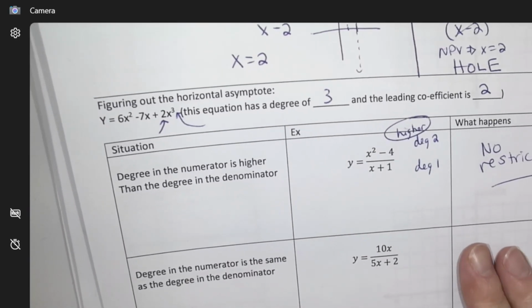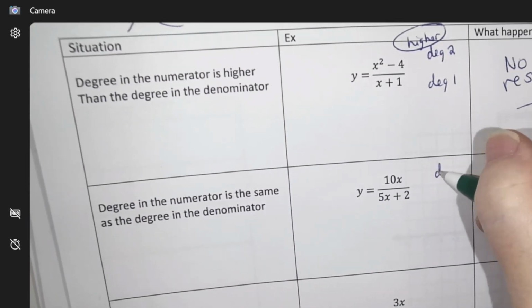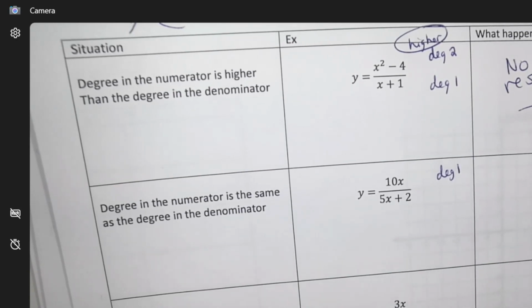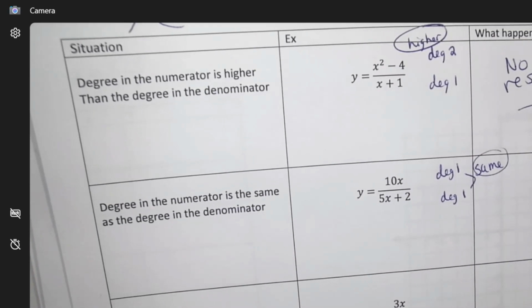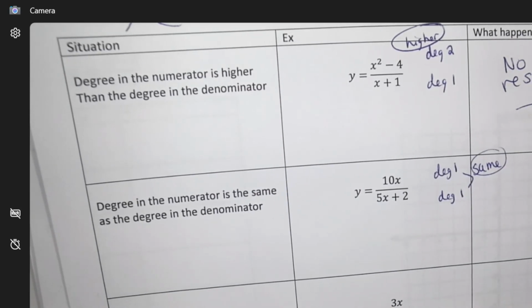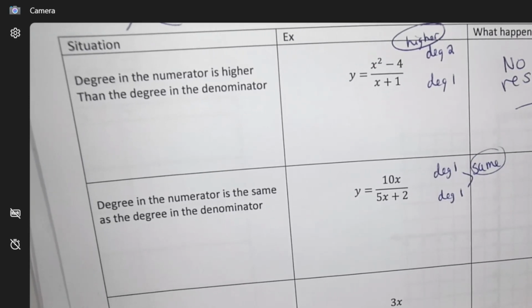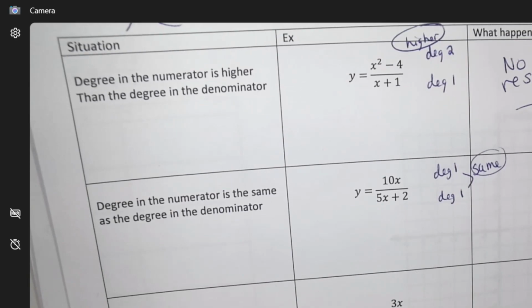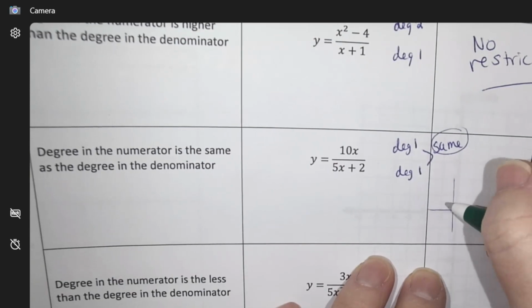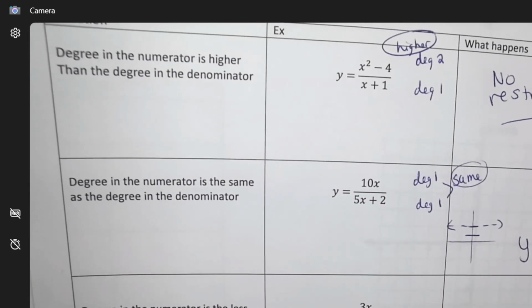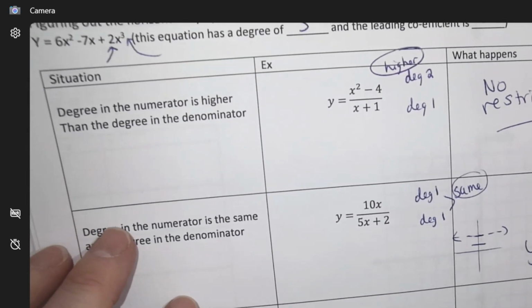Okay, so now we have degree. This has a degree of 1 because it just has an x in it. And this has a degree of 1 as well. So this means that the degrees are the same. So what should I do if the degrees are the same? I'm going to divide. Obviously those would cancel. Every time if they're the same, they're going to cancel, dividing just the leading things. And I end up with getting a 2. And what does that mean? It means there's going to be a horizontal asymptote at 2.